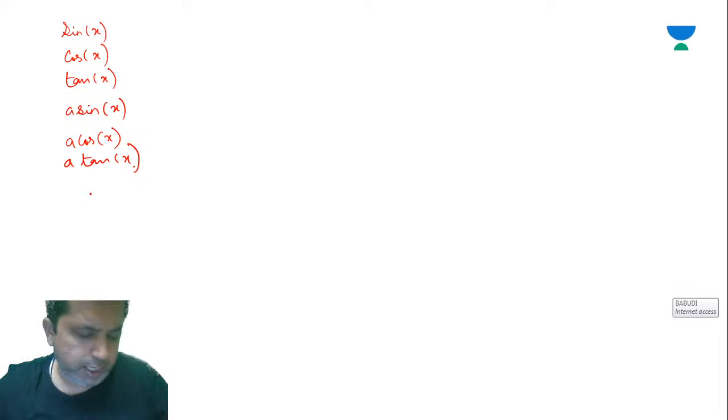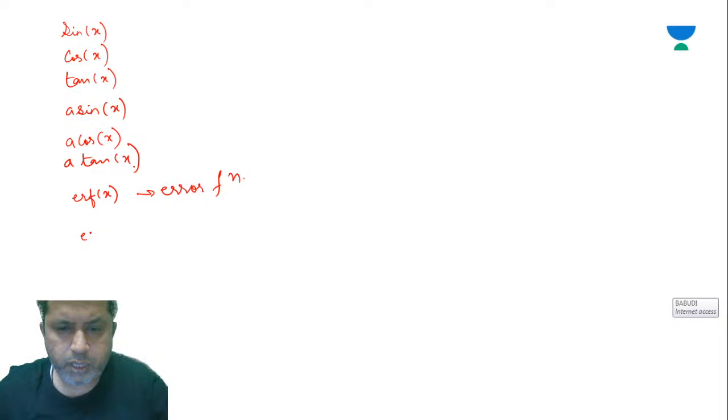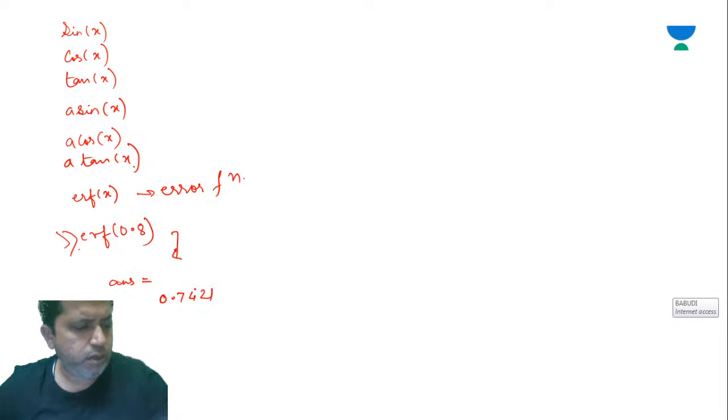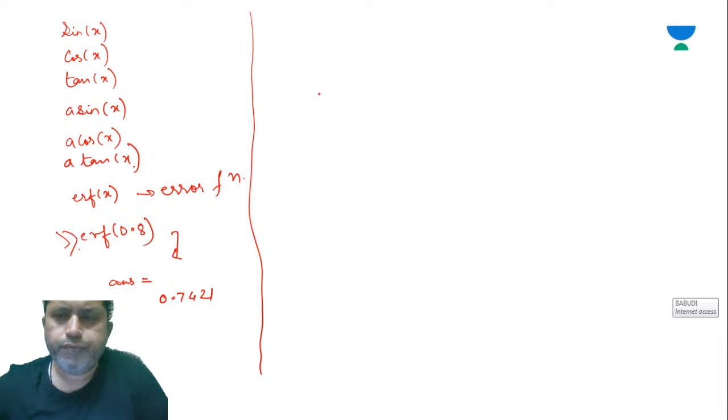Okay, so let us see one more function, that is erf x, the error function. Okay, so if I say erf 0.8, my answer will be 0.7421. This is the error function for it. Okay, so these are some of the predefined functions. Some of these functions we will study now.